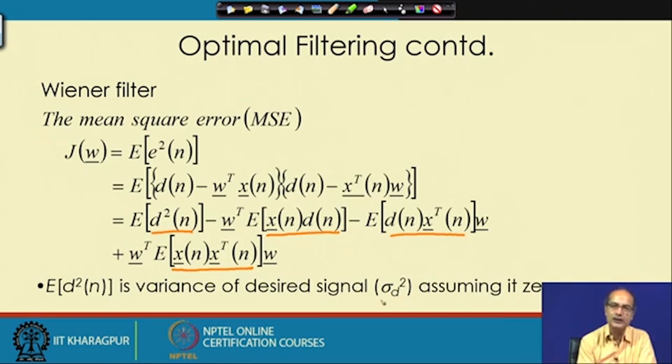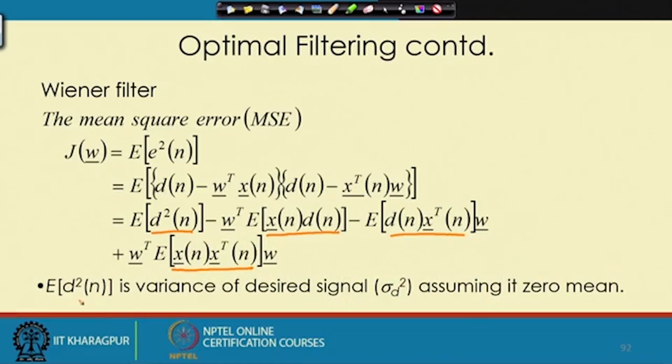assuming it is 0 mean. We told you earlier that whenever we are working with signal processing, the first thing we assume, or sometimes even without stating, is that the signal is 0 mean, unless it has some special meaning in it. Okay. So, we have taken the desired signal as 0 mean, and in that case the expected value of d squared n gives us the variance of the desired signal. Okay. So, that is the first observation.